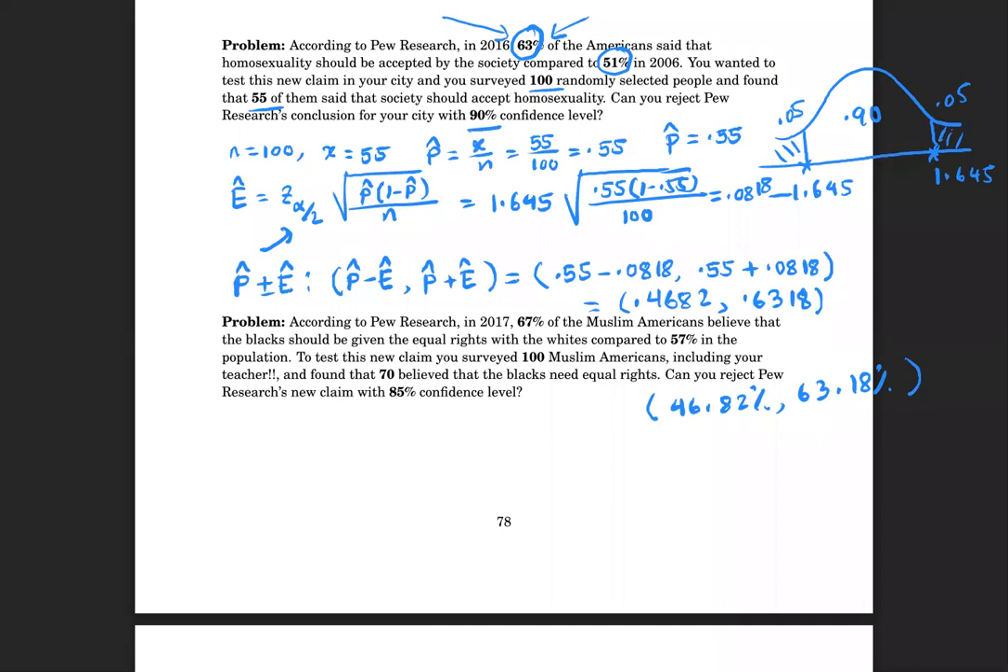So our confidence interval that we created based on our data actually includes this 0.63. So we will not reject Pew Research's conclusion, okay, for our city. For our city, we will not reject the conclusion that Pew Research has made nationally. Okay, that's what it is. Is this okay, guys? Yes. All right.